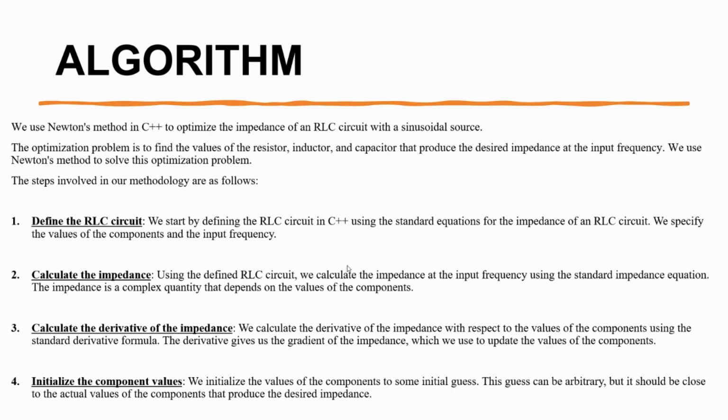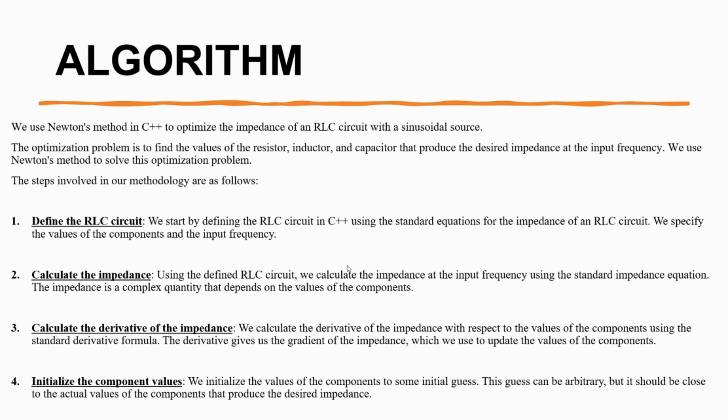Next, this is the algorithm of how to implement Newton's method for optimizing the higher impedances in C++. First, define the RLC circuit. You can start by defining the RLC circuit in C++ using the standard equations of impedance of an RLC circuit. Next, calculate the impedance. Using the defined RLC circuit, we can calculate the impedance at the input frequency using the standard impedance equation. Next, calculate the derivative of the impedance.